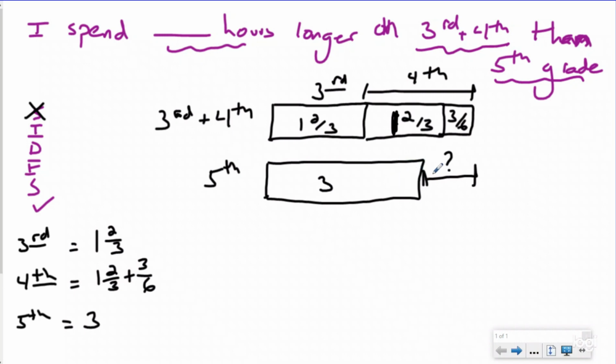Well, the first thing I need to do is figure out, okay, how big is my tape diagram for 3rd and 4th? Because I know 5th was 3 hours. But what about 3rd and 4th? So we're going to go to another piece of paper, and we are going to solve 1 2/3 plus 1 2/3 plus 3/6 because we need to add all the pieces together to find the total.